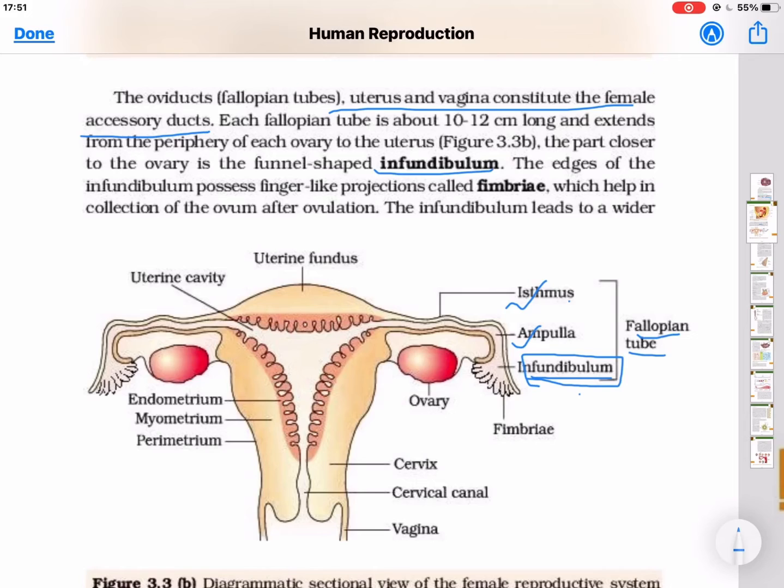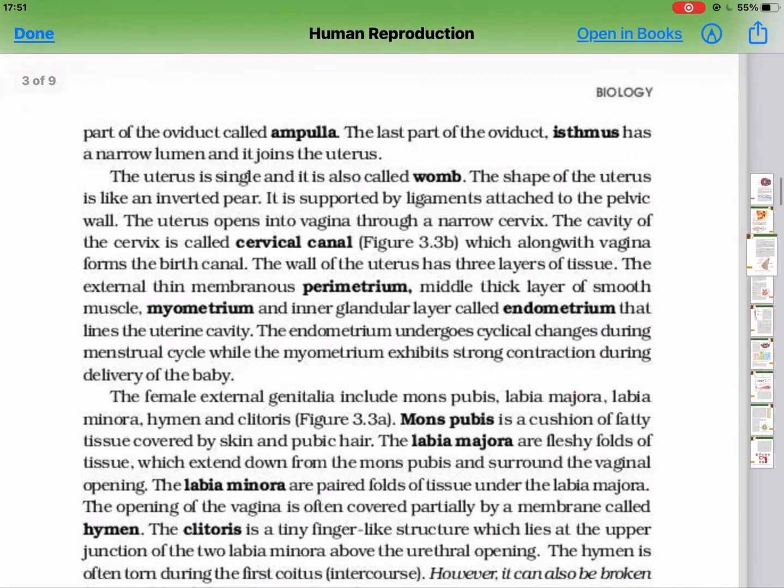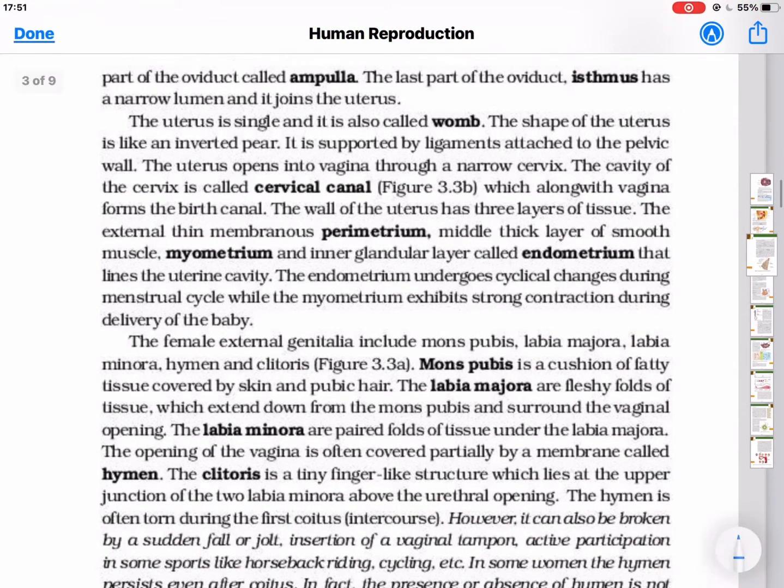The edges of the infundibulum possess finger-like projections called fimbriae, which help in the collection of the ovum after ovulation. The infundibulum leads to a wider part of the oviduct called ampulla. The last part of the oviduct is known as isthmus, has a narrow lumen. Lumen means बीच का पार्ट. ट्यूब के जो बीच के पार्ट होल है, ओपनिंग है, उसको बोलते हैं ल्यूमन. And it joins the uterus.